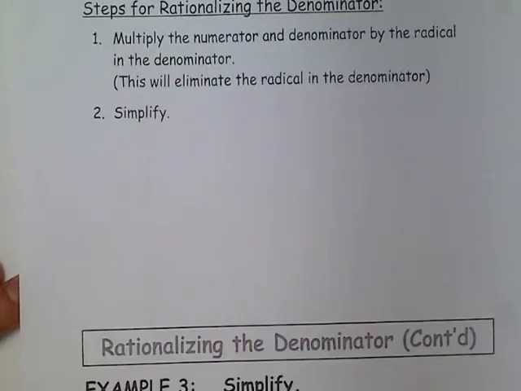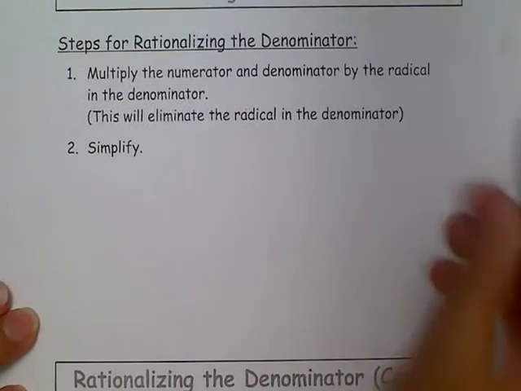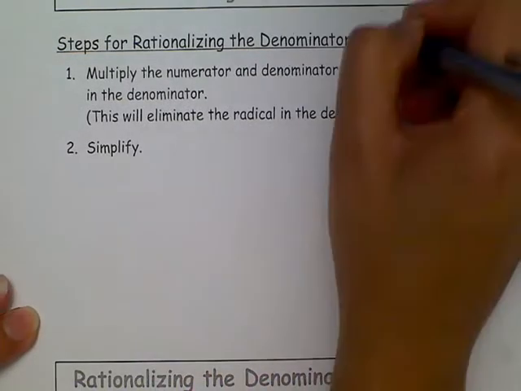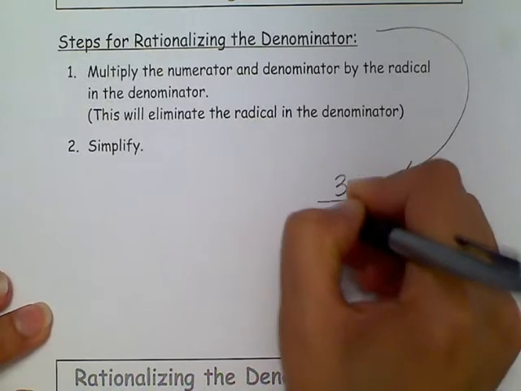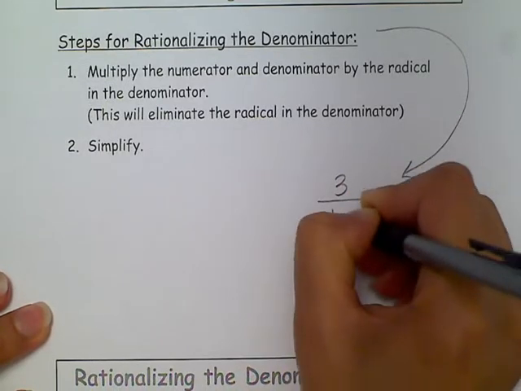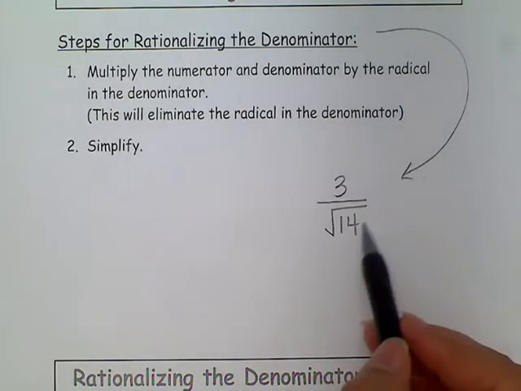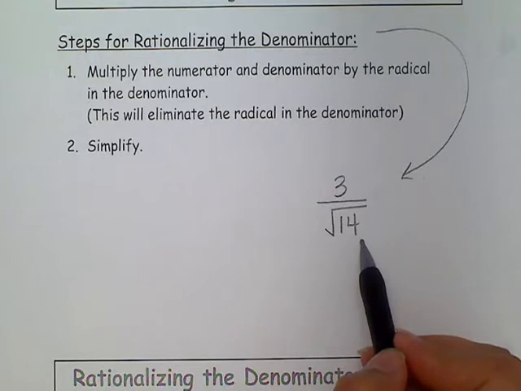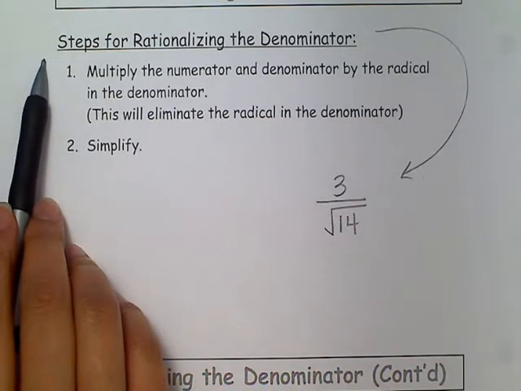The denominator, and so this will look at examples where you might have a radical in the denominator. So rationalizing the denominator is important when you look at examples like 3 over the square root of 14, for example. Okay, if you have an example like this, remember one of the rules was that you can't have a radical in the denominator, so we want to try to get rid of this.